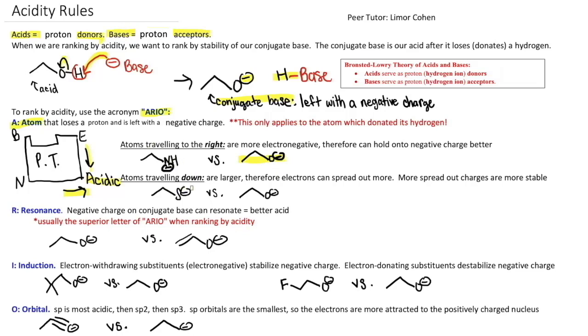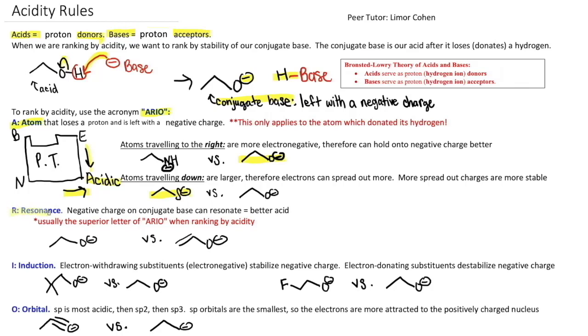Going down on the periodic table, for example, sulfur versus oxygen. Sulfur is further down on the periodic table, meaning it's larger. Since it's larger, electrons can spread further out, and more spread out charges, less concentrated charges, are more stable. So sulfur is a better acid than oxygen. So now let's consider our letter R.